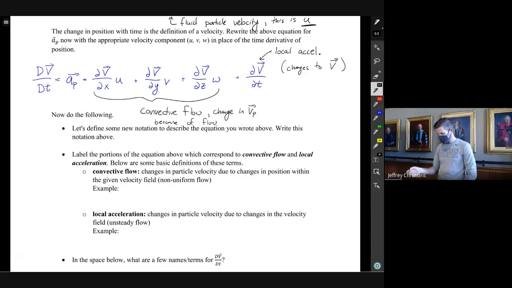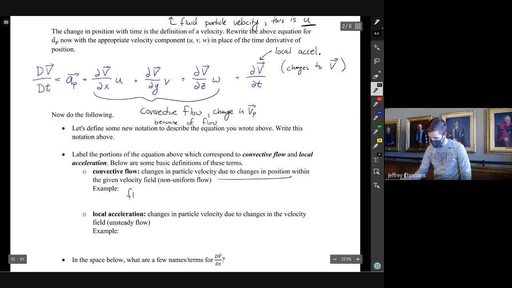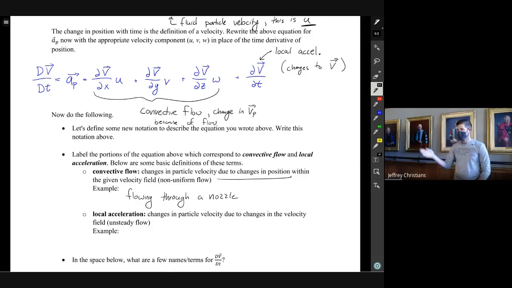Okay, so convective flow, changes in particle velocity due to changes in position within a given velocity field. This is because of non-uniform flow. So because the velocity is not the same everywhere. So this would be like flowing through a nozzle. So you come in with one velocity, you move to a different location, and now you're going faster.